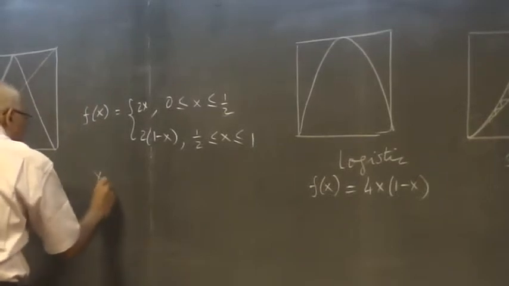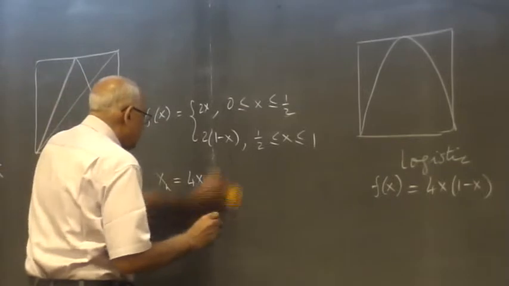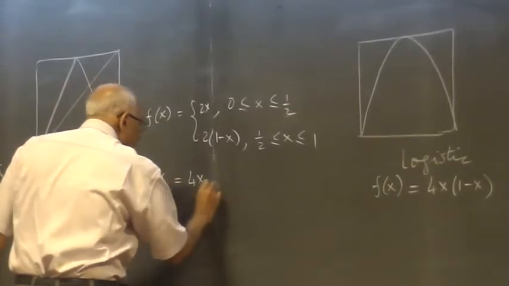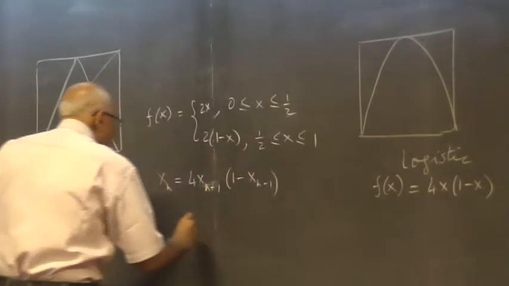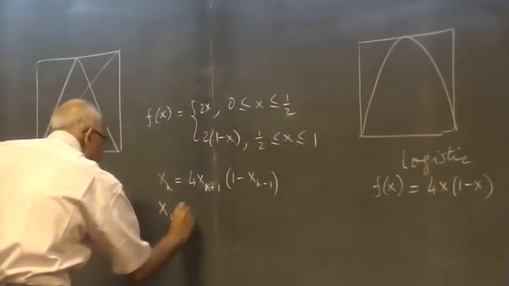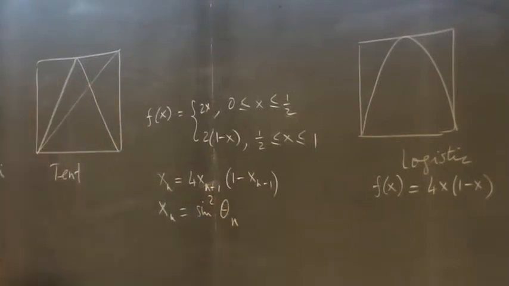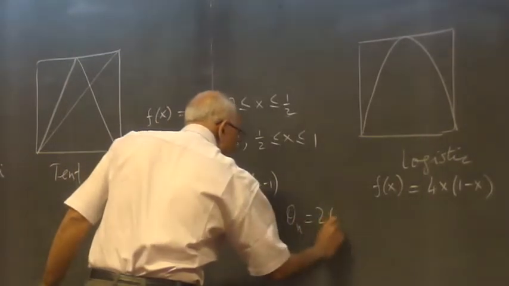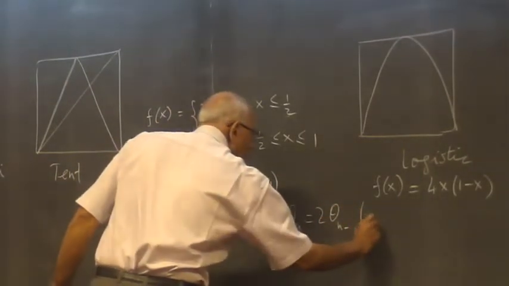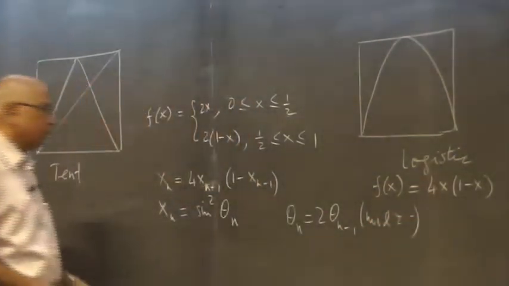Because if you have x_n = 4 x_{n-1}(1 - x_{n-1}), this implies if you put, for instance, x_n equal to sine squared theta_n, then it's trivial to see that the map reduces to theta_n = 2 theta_{n-1}, modulo 2 pi, of course.